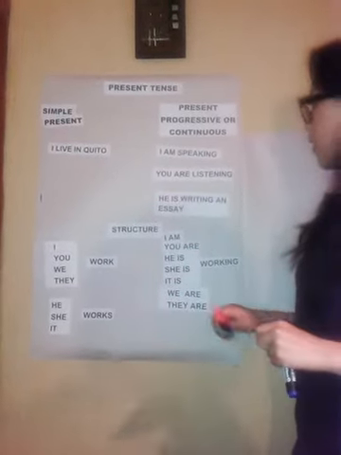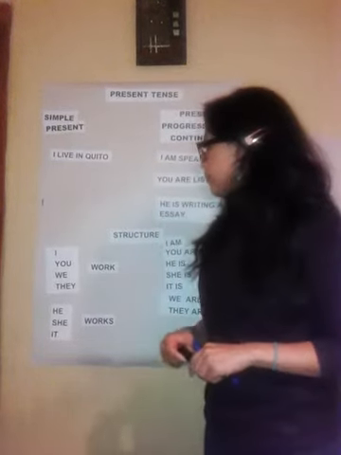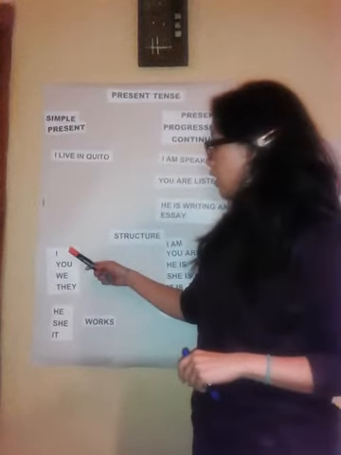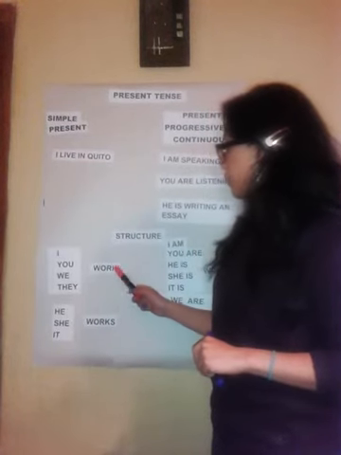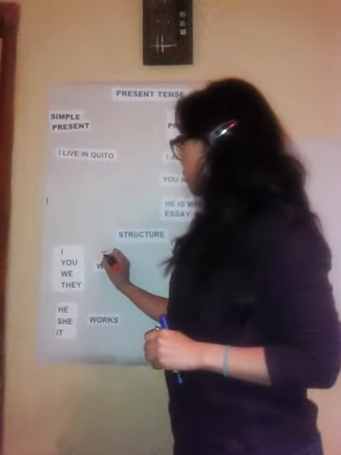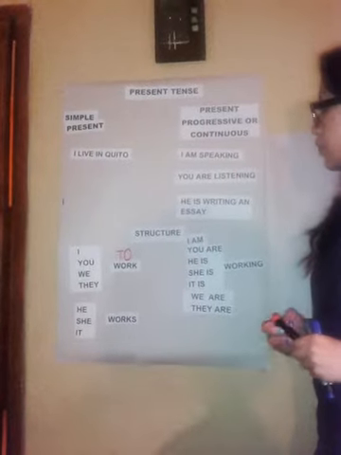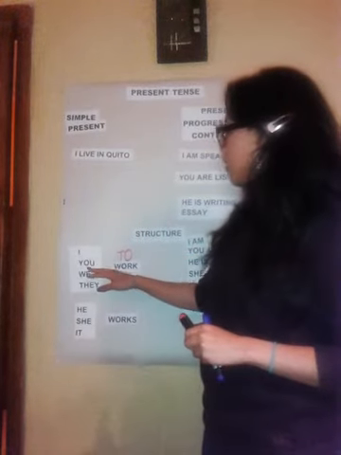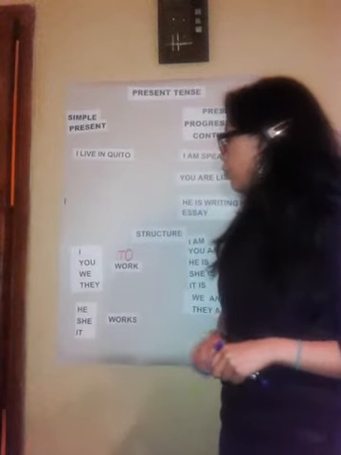Then, about the structure of the simple present tense. We use the pronouns I, you, we, they with the base form of the verb. The base form of the verb is to work. And the structure will be I, you, we, they work. I work, you work, we work, they work.